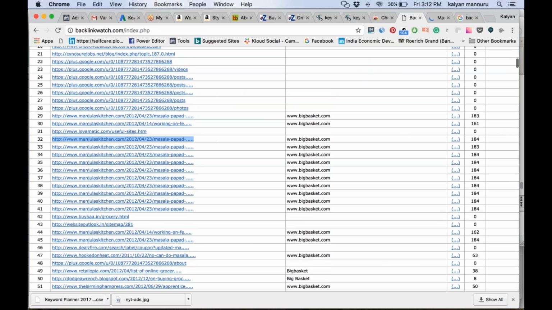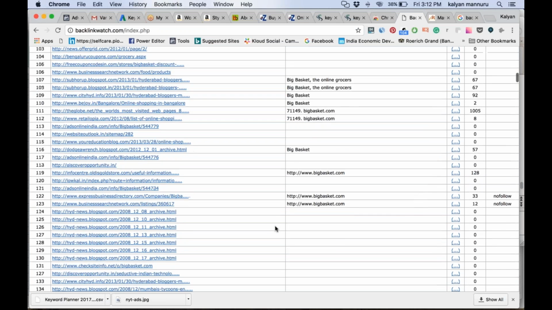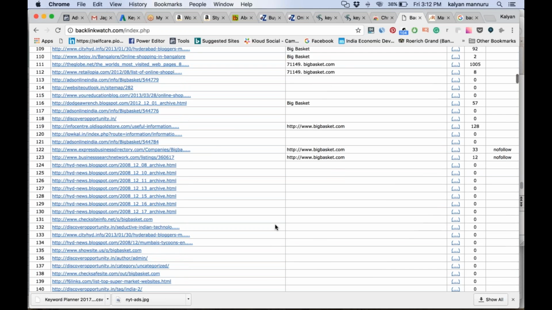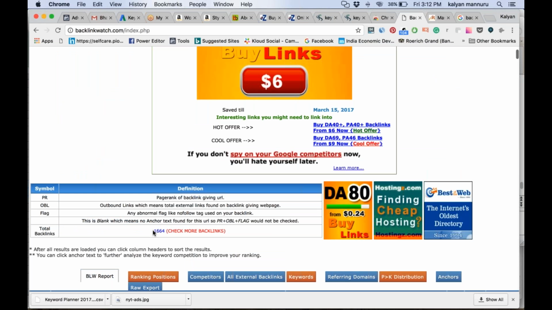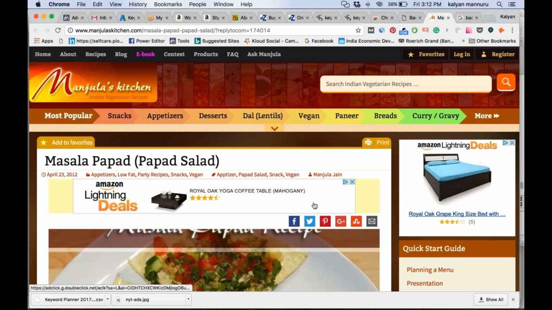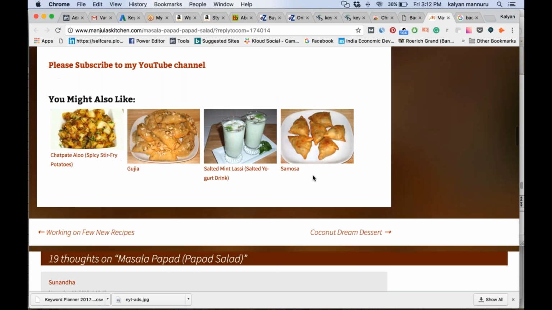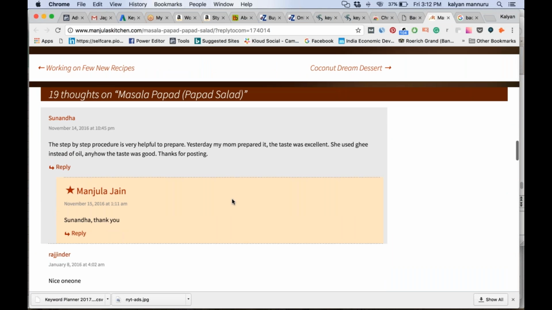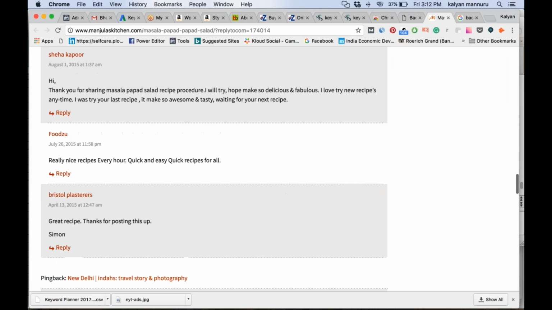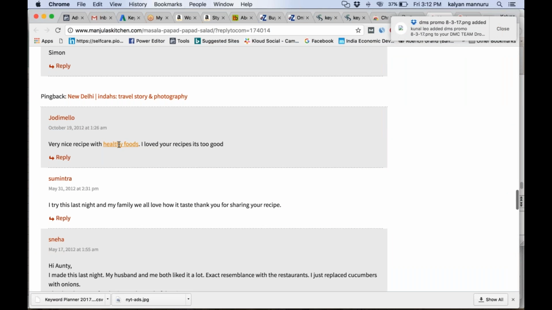So Big Basket is getting backlinks from all these websites right here. So how many backlinks does he have? He has 1664 backlinks. Okay, so he's getting a backlink from this particular site called Manjula's Kitchen. So there is a hyperlink here. Someone has hyperlinked Big Basket here.